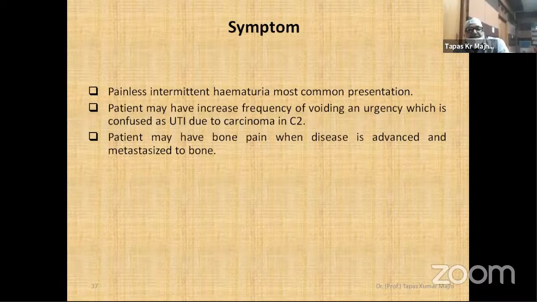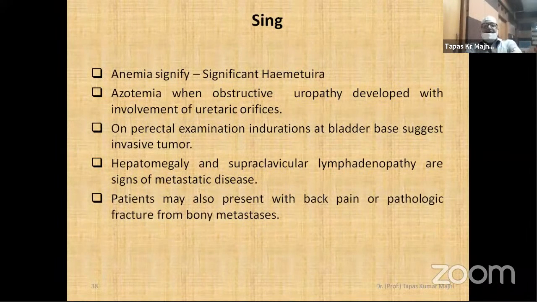Patient may have increased frequency and voiding urgency, which is confused with UTI, urinary tract infection, due to carcinoma in situ. Patient may have bone pain when the disease has advanced to metastasize in the bone. Anemia signifies significant hematuria, so it needs blood transfusion prior to treatment. Azotemia, when obstructive uropathy develops with involvement of the ureteric orifice, or the patient may have concurrent chronic kidney disease that needs proper evaluation.